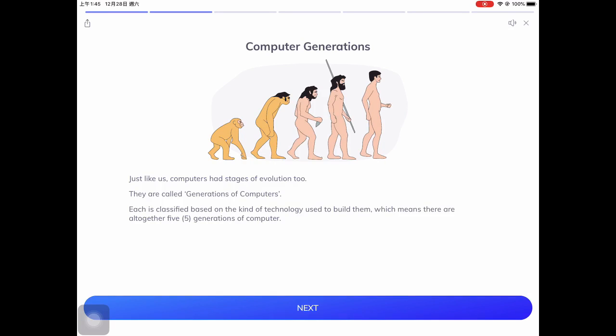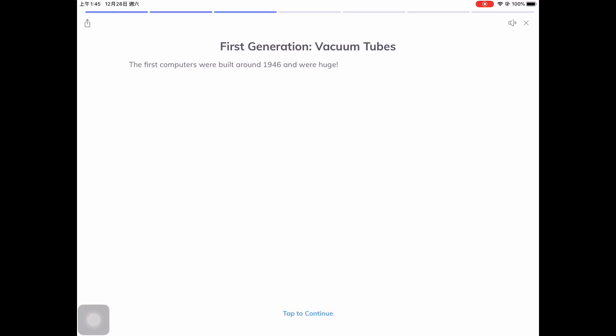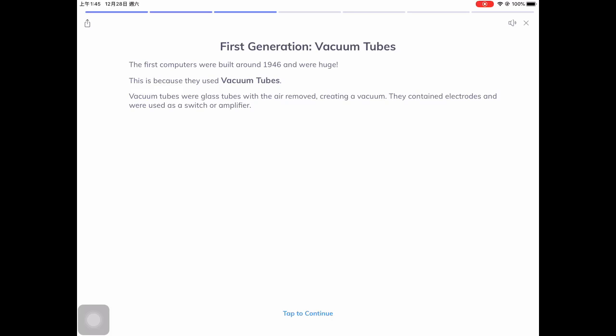Each is classified based on the kind of technology used to build them, which means there are altogether five generations of computer. The first computers were built around 1946 and were huge. This is because they used vacuum tubes. Vacuum tubes were glass tubes with the air removed, creating a vacuum. They contained electrodes and were used as a switch or amplifier.